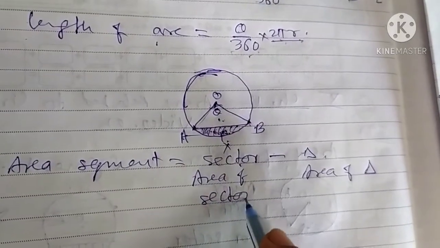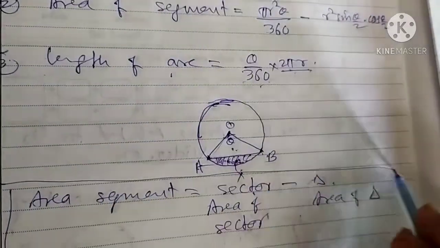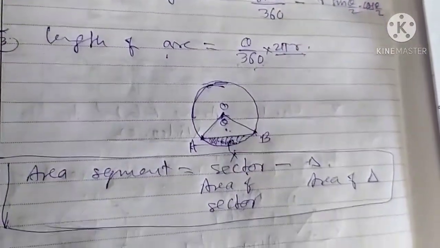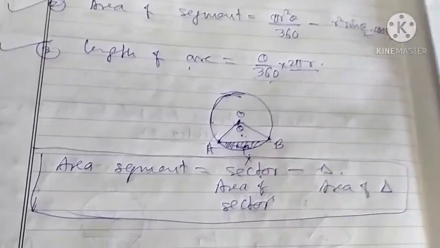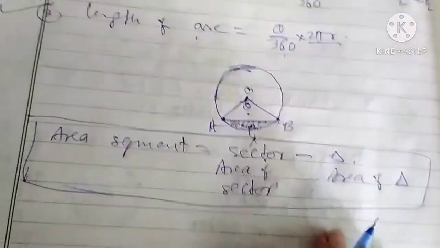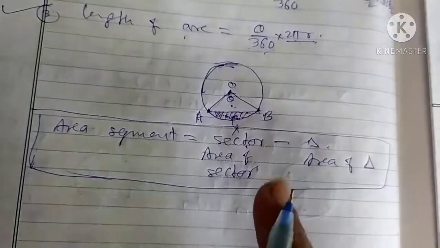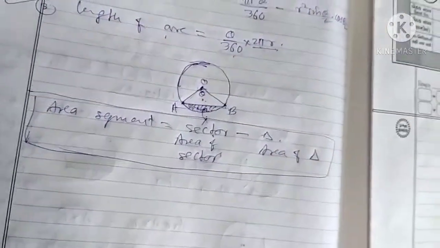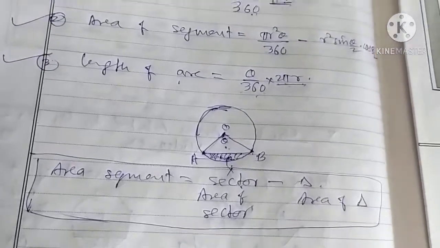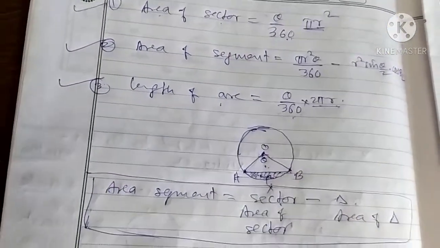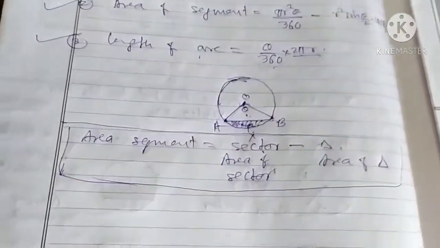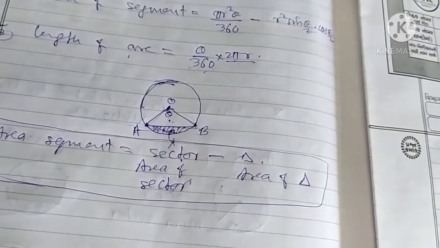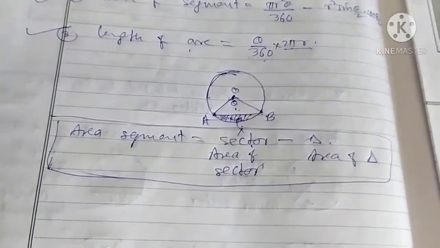You have to remember this. Now you will remember this: area of segment is equal to area of sector minus area of triangle. Will you remember this? You can use this formula for finding the area of a segment. Clear? Please see this formula. You have to remember this formula. Area of segment is what? Area of sector minus area of triangle.